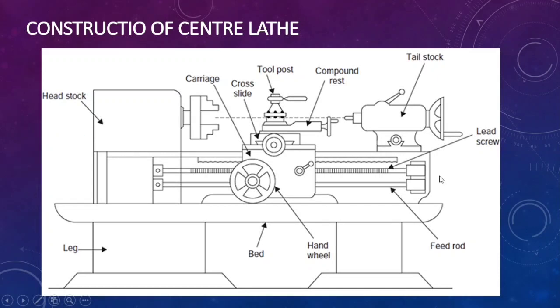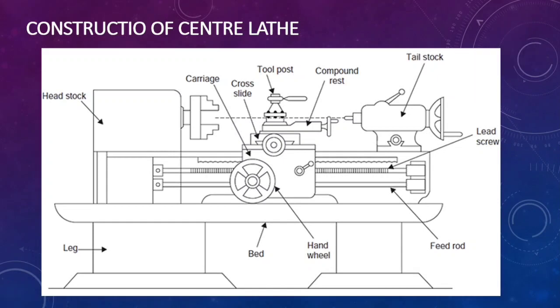Next is the tailstock. This is the device shown here, called the tailstock. The tailstock is mainly used to hold lengthier workpieces. If the workpiece is this long, there is a chance of buckling if it is held only at one point. If the length of the workpiece is greater and it rotates at a higher speed, there is more chance of buckling. Buckling is nothing but the bending of the specimen during the rotation operation.